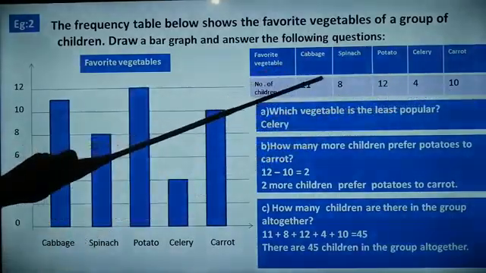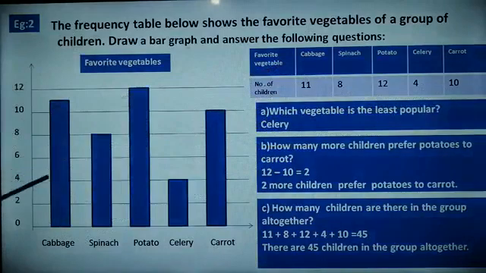Using this frequency table, we will make the bar graph. First we will draw the x-axis and y-axis. Here we will mention the vegetable names: cabbage, spinach, potato, celery and carrot. And on the y-axis we will mention the number of children. Here the unit is given as 0, 2, not 1, 2, 3, 4 like that. I mentioned here 0, 2, 4, 6, 8, 10, 12. So in the middle, one more number will come.